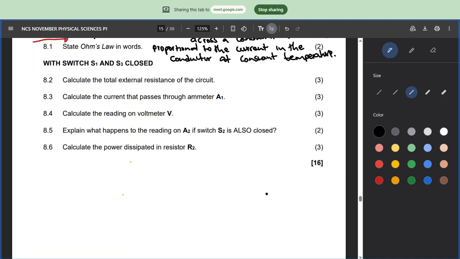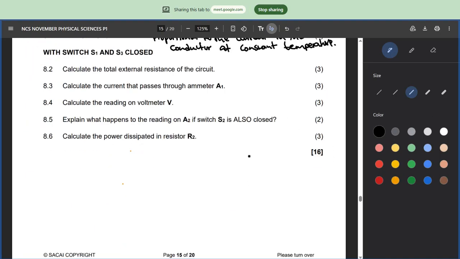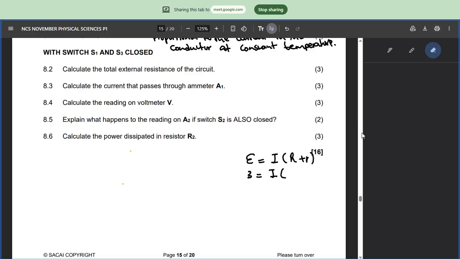I think this is the way that I'll prefer us to do the formula. Remember, the formula for EMF is the current inside the bracket, R plus the R internal. Then we just substitute. The EMF is 3. The current is what we are looking for. We find the RP, the total, the external. So this is like saying, let me rewrite this equation correctly in a way that we're gonna understand it.